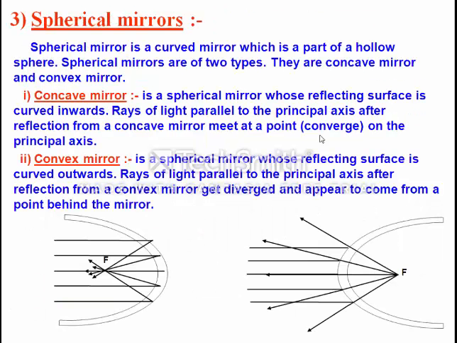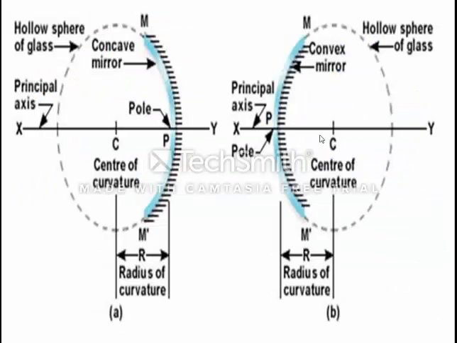After that we have studied the spherical mirror, a curved mirror which is a part of a hollow sphere, and in this we talked about the concave mirror as well as the convex mirror. In the concave mirror the reflecting surface is curved inward, and in the convex mirror the reflecting surface is curved outwards. After that we talked about the principal axis, the pole, and the center of curvature.